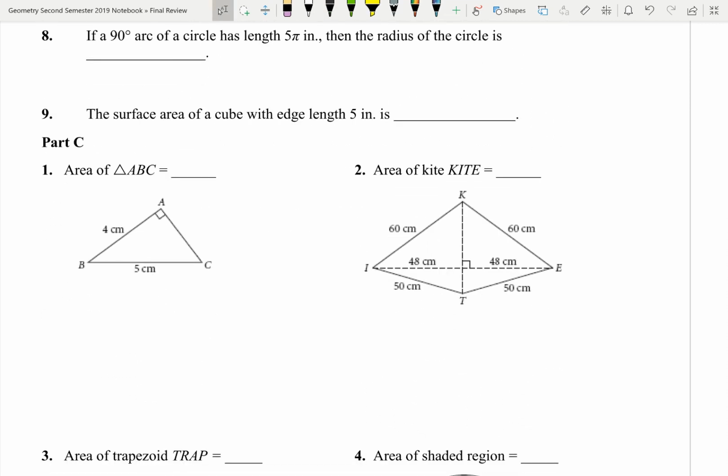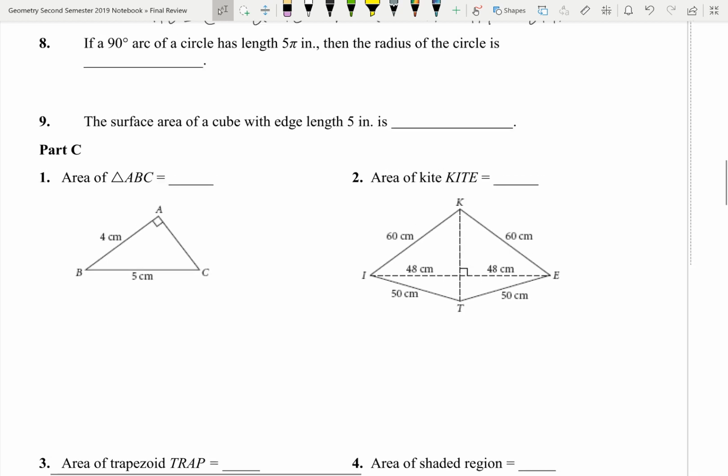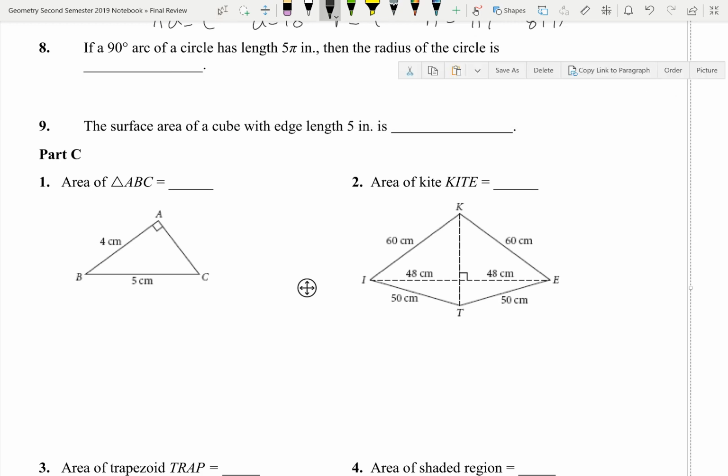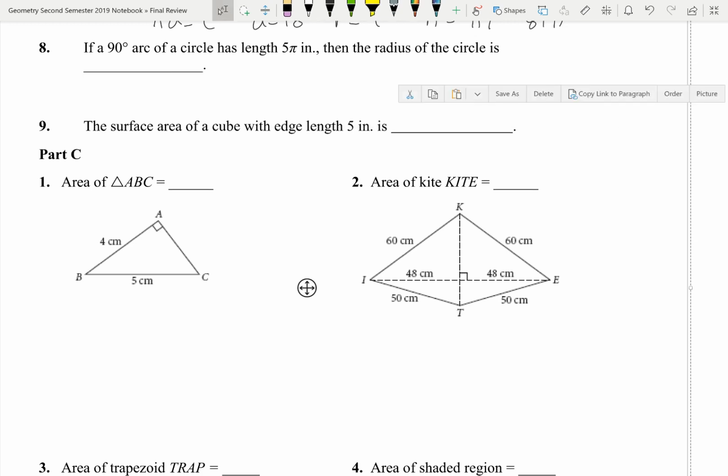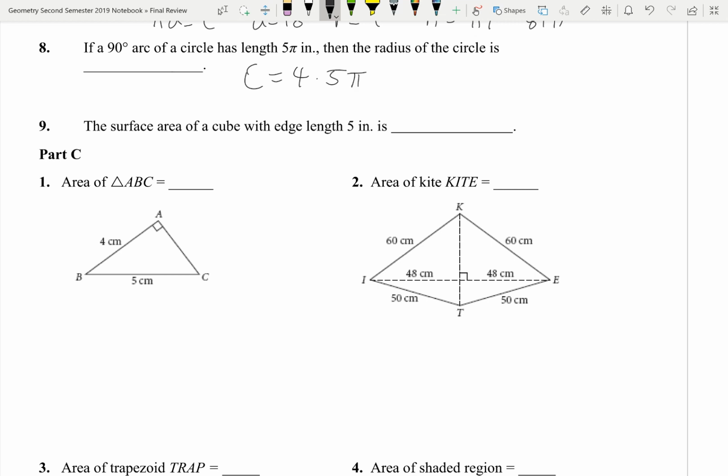If a 90-degree arc of a circle has length 5 pi inches, then the radius of the circle would be what? Well, 5 pi is the arc length, which means that the circumference of the circle is equal to 4 times 5 pi, which equals 20 pi. And that means that pi d equals 20 pi. So d equals 20, which means the radius is 10 inches.